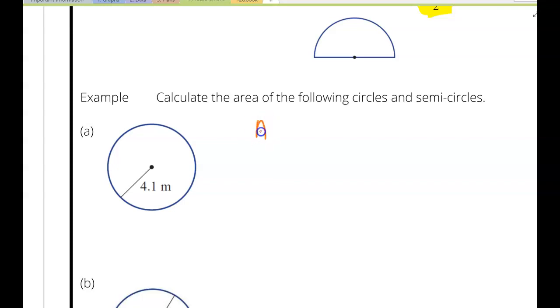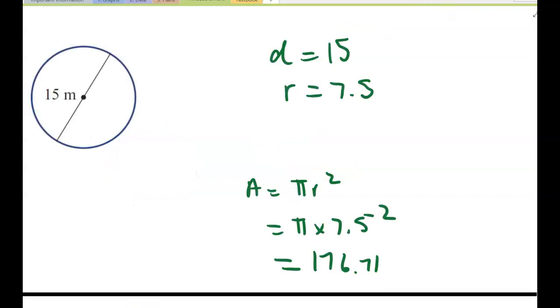Right, so area is pi times the radius squared. So we're doing pi. The radius is given straight up as 4.1. That's where we're looking at. So with this one, you've got your diameter of 15. We need the radius. Need to make sure we work that out first. And then that becomes the value we put into our area of a circle formula.